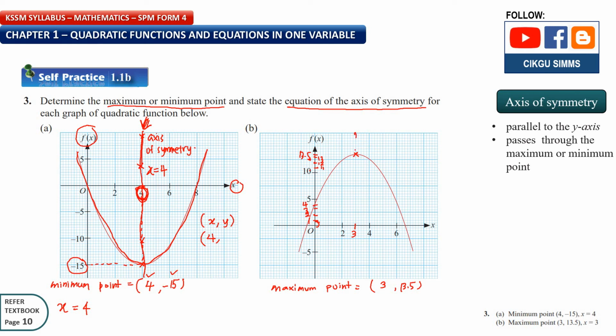The axis of symmetry is this line that will pass through this maximum point, and the name of this is x equal to 3. Every point on this line has x equal to 3. So the equation is x equal to 3.